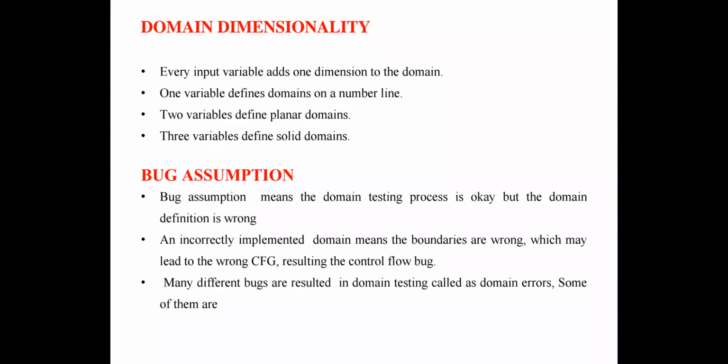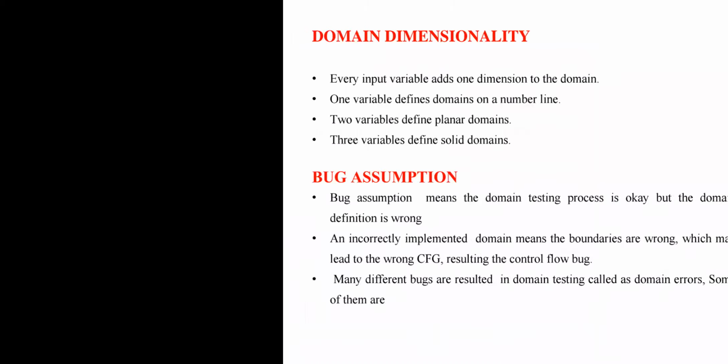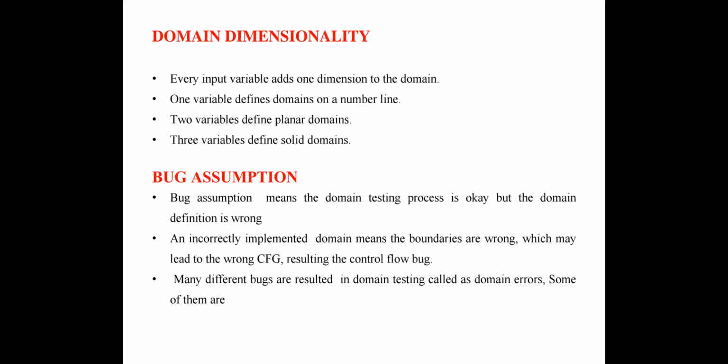So here we will have three types. One is a number line. Number line is what you have seen in the previous example. The domains D1, D2 or D3 will be in the same line, but each domain takes input values of only one variable, X or Y. That is called the number line. If you define two variables and you do the calculation or process on these two variables, then it is called a planar domain. When you are defining three variables, then it's called a solid domain. These are the three representations of domain dimension.